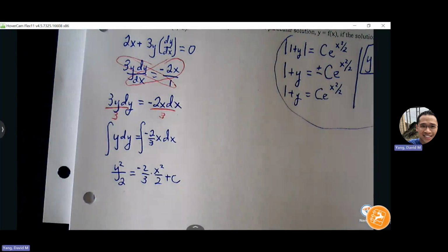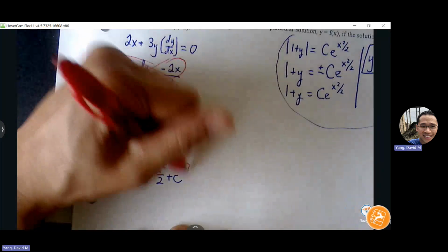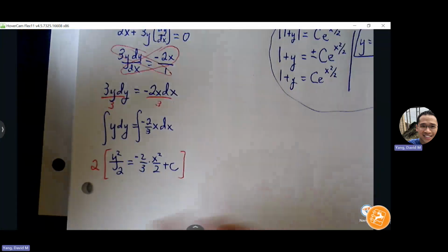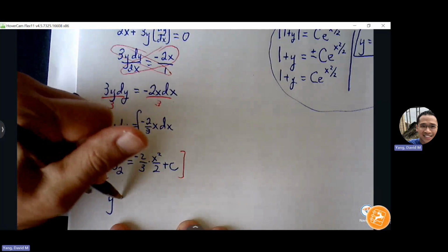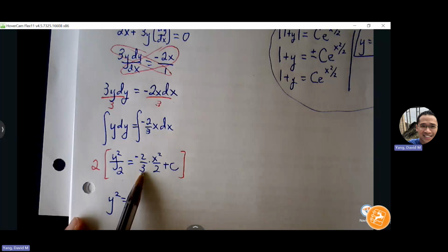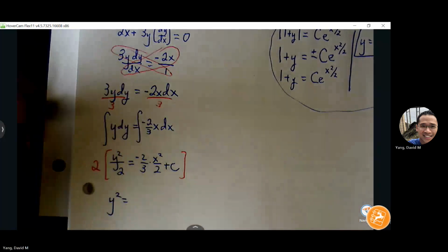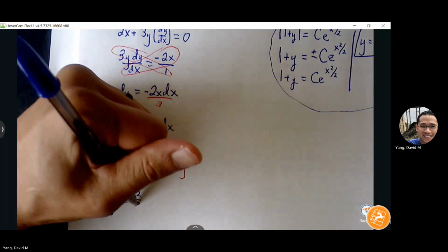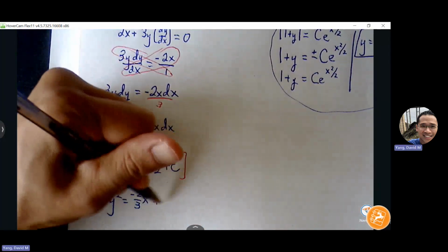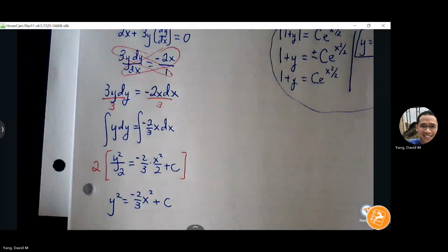Do some cleanup here. I'm also going to multiply a 2 through. Get that 2 to move over to the right side. y squared is equal to negative 2, and the 2 cancels out. I'm left with negative 2/3 x squared. Now 2 times c is still a constant, so I'm just going to put a plus c here.